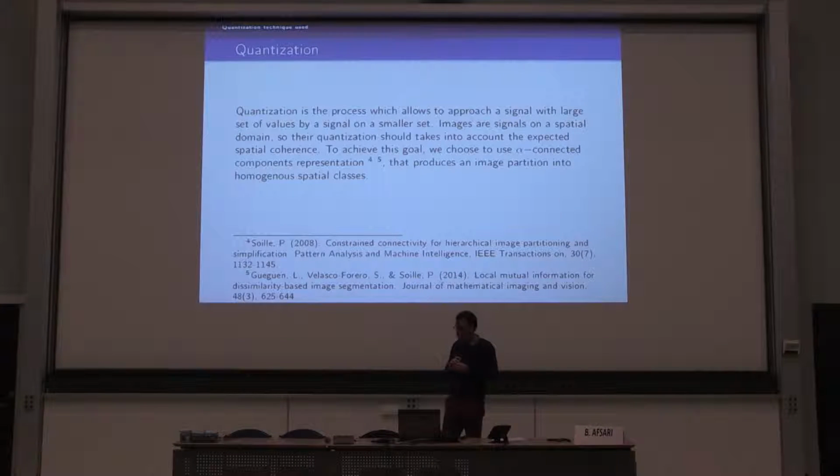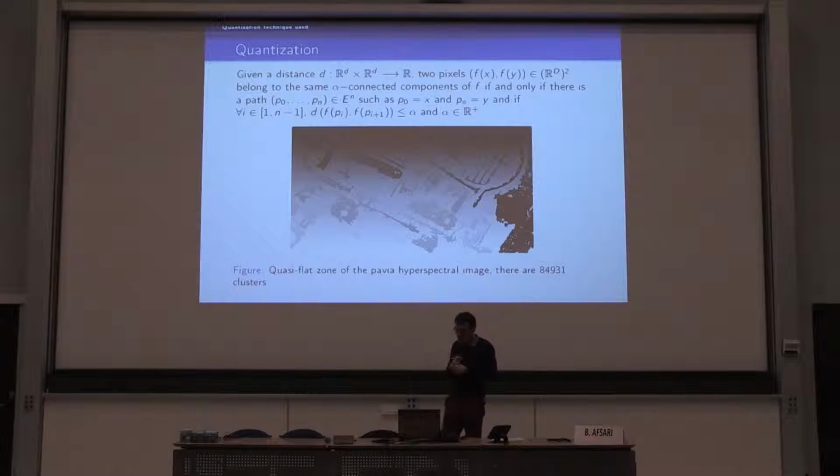Anyway, for the quantization technique we use, since we work with images, we would like spatial information to be taken into consideration when we do the quantization. To do that, we use alpha connected components, where two pixels belong to the same alpha connected component if there is a path between the two pixels, and if each time the distance between the pixels on the path is less than or equal to alpha. And it brings this kind of image where each color is a different alpha connected component.